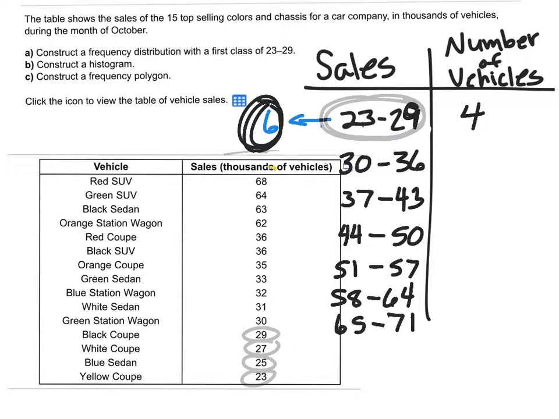Now I need to see how many fall between 30 and 36. 1, 2, 3, 4, 5, and 6. Well, not in between, but I should say fall within that interval. So I have 6 of those.